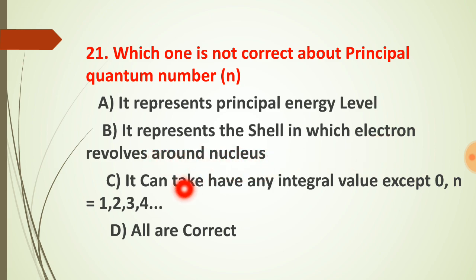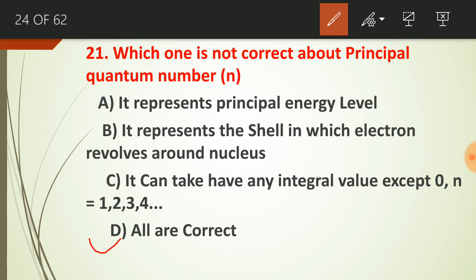This is also correct. It can take any integral value except 0, that is n is equal to 1, 2, 3, 4. This is also correct. So all are correct. In fact, principal quantum number means if this is the nucleus and this is the first orbit, which is called K, then this K or n is equal to 1. K shell is called n is equal to 1.